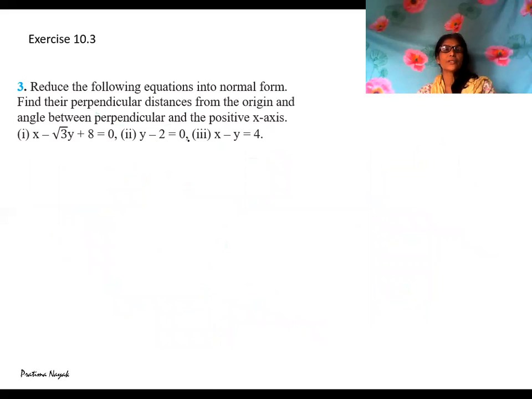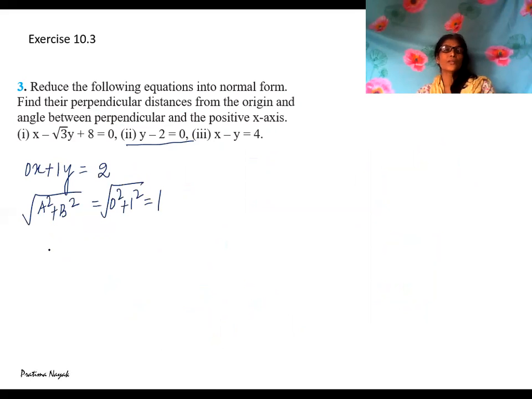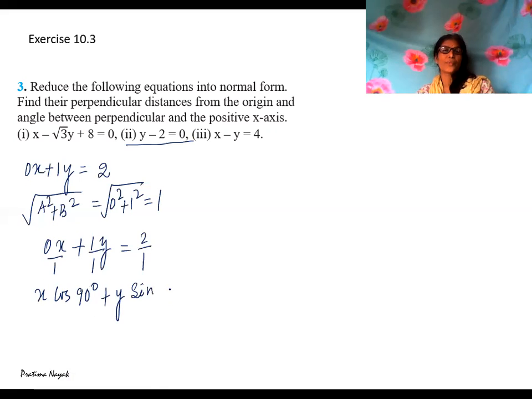Next, I'm going to the second question. So y is equal to 2. Y means this is 0x plus 1y. So what will be a square plus b square? It will be 0 square plus 1 square, which is 1. Then it will be 0x plus 1y is equal to 2. So x cos 90 degree plus y sine 90 degree is equal to 2. So what is omega? Omega is equal to 90 degree. What is p? P is equal to 2.